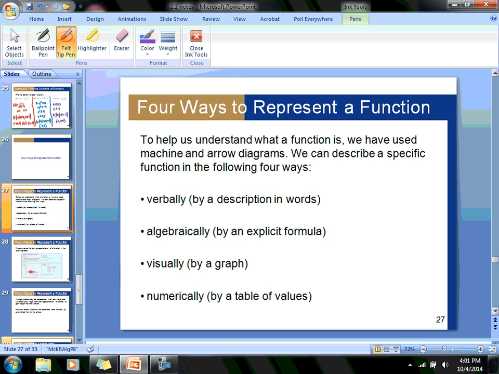You can represent it verbally, which is where you write something out in words. You can represent it algebraically. That's where you have an equation or a formula. You could represent it visually with a graph, or you could represent it numerically. And that is the table of values that get you your graph. And usually that's the one that students tend to skip over. So make sure that if you're representing your function with a graph that you also write down that numerical table of values as well.